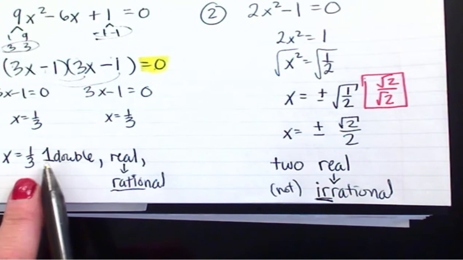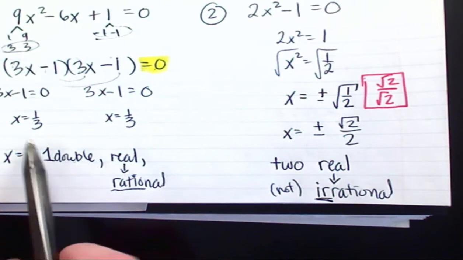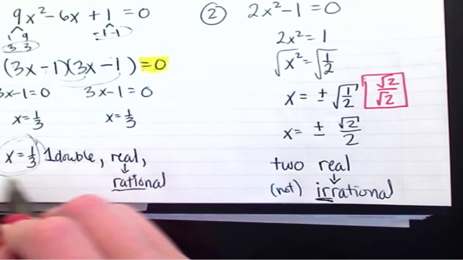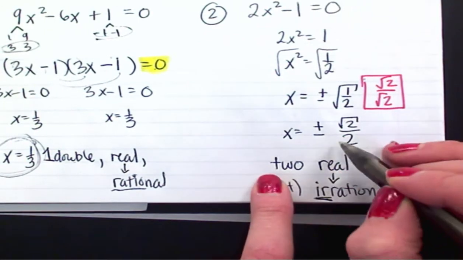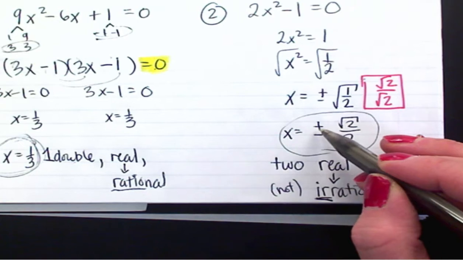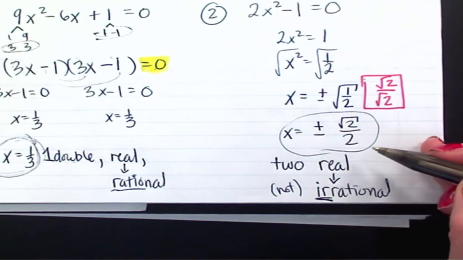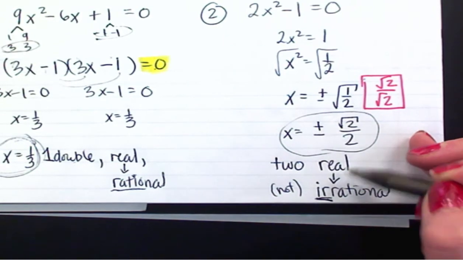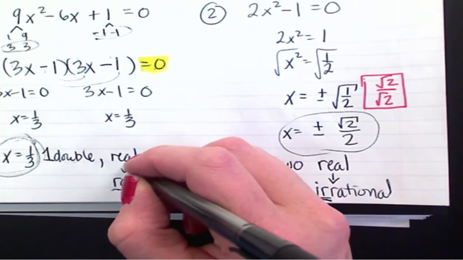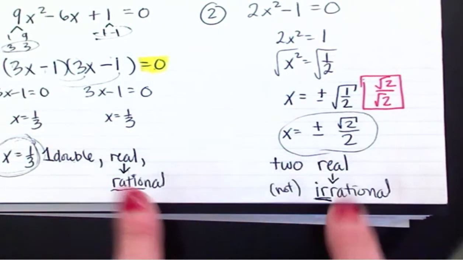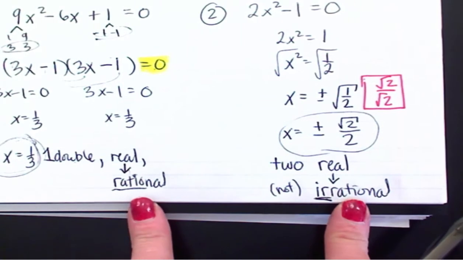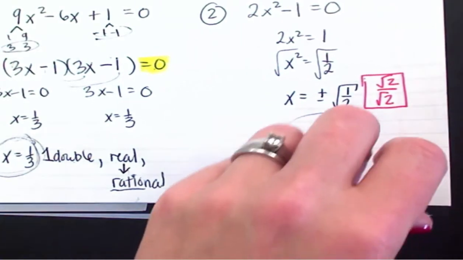Okay, it's important that I said one double solution because I have one number. It just showed up twice. Here, I have two answers. One was positive and one was negative. Two real, irrational. Now, the reason there's an arrow here is that both of these numbers are real, but it's a subcategory. All right, let's turn our page.